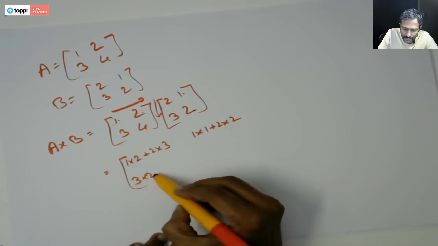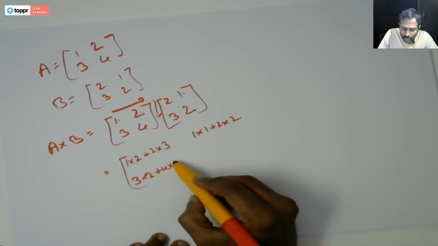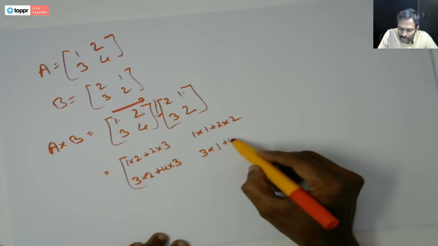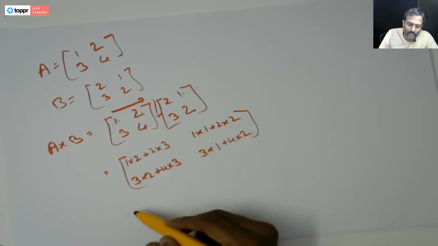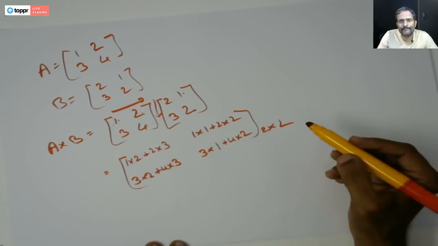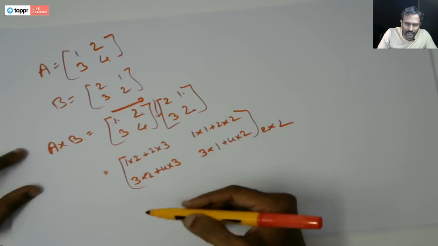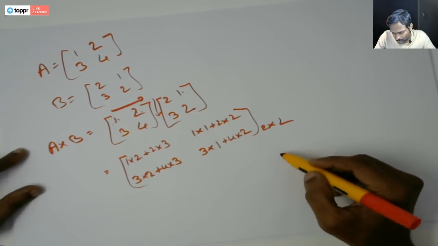Next, 3 times 2 plus 4 times 3. Similarly, 3 times 1 plus 4 times 2. And you get a 2 by 2 matrix, right? Now let us take one more example. You can calculate this, right? So let us take one more simple example.